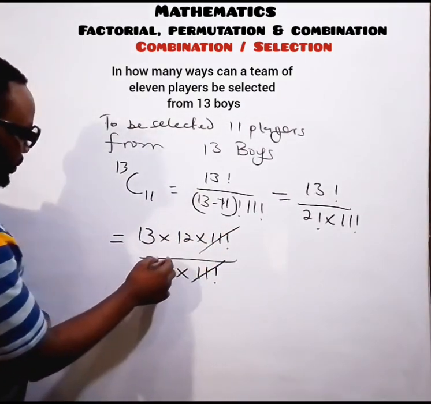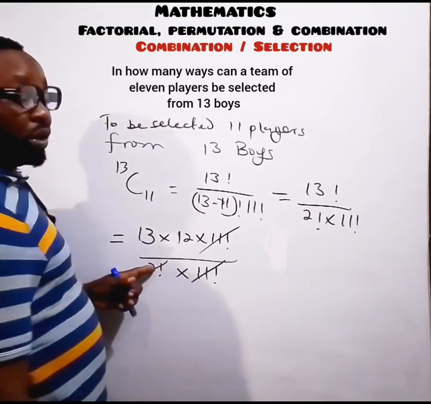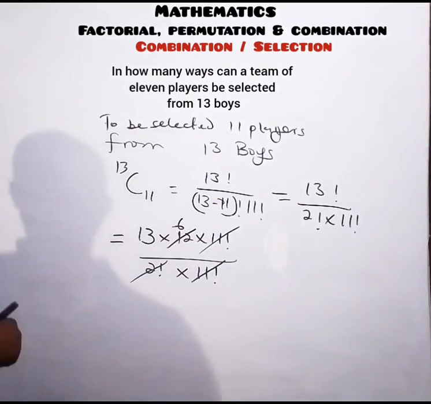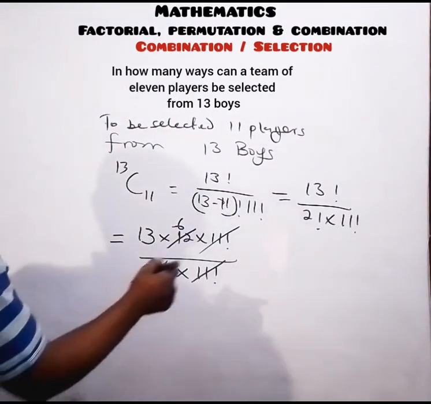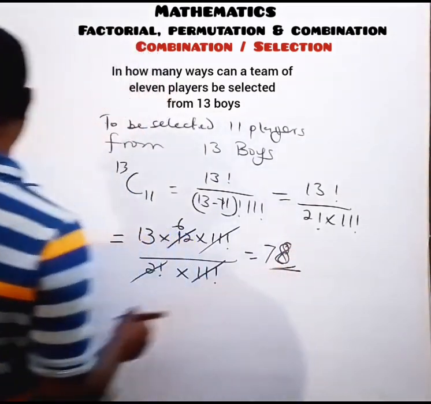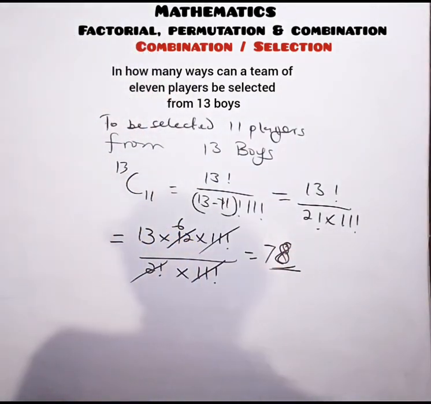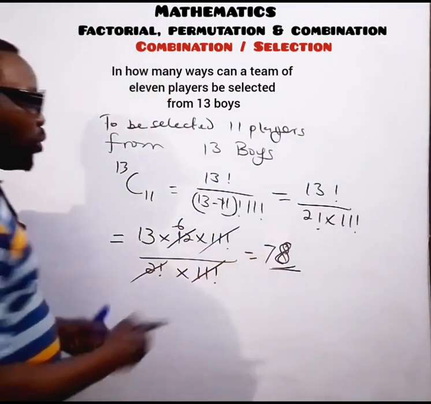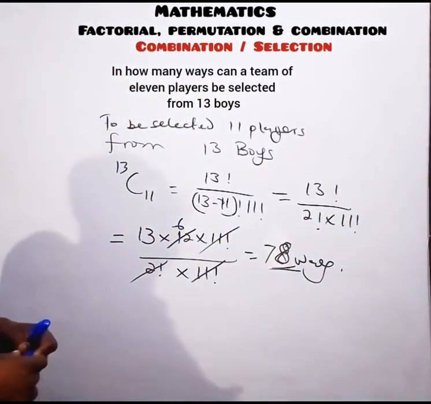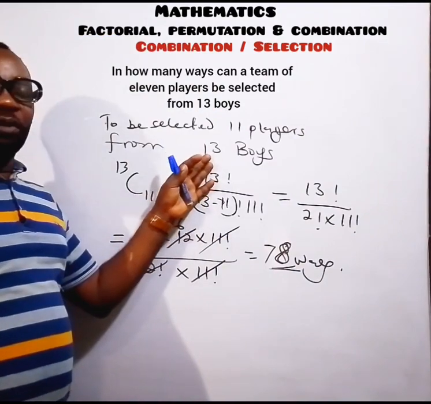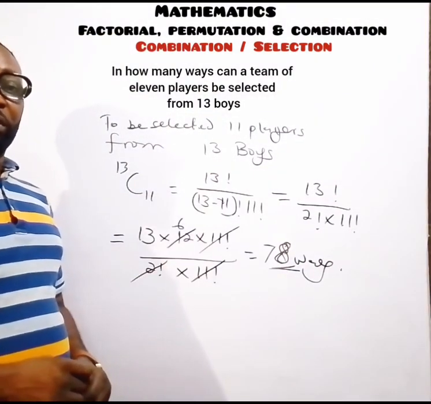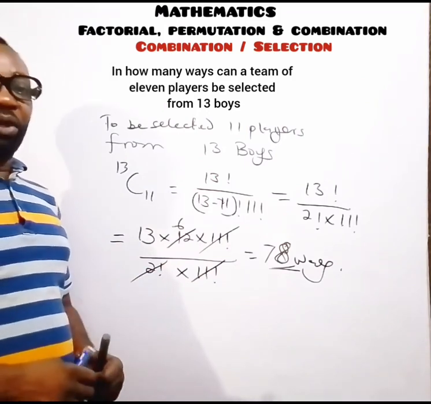So 2 factorial will give us 2. 2 in 12 is 6. 13 multiplied by 6, the answer will be equal to 78. So the question that is given to us, in how many ways, we have 78 ways by which 11 players can be selected from 13 boys. Do stay tuned as we have the next question.